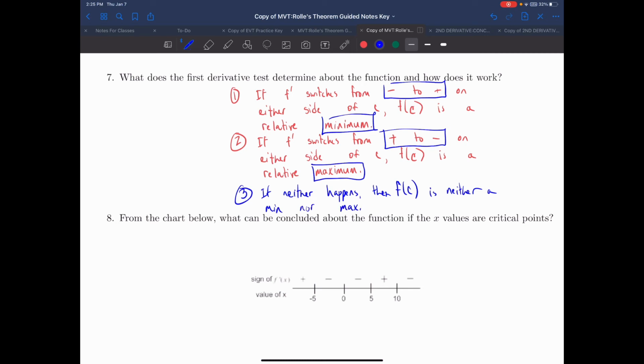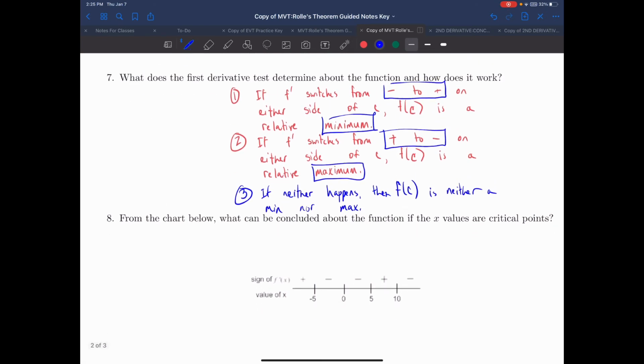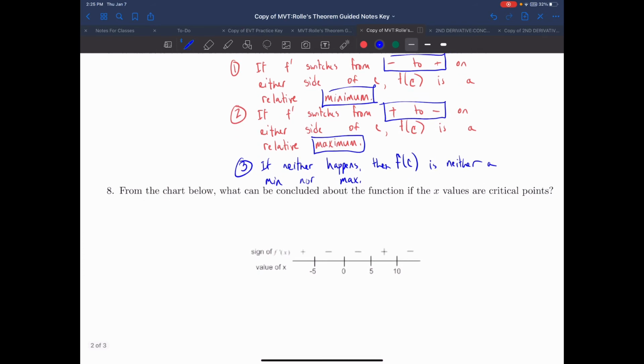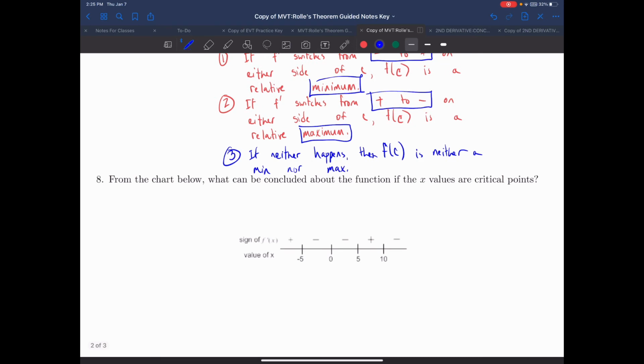Okay, so let's just put this into practice. For number 8, and this is the entire first derivative test, it says: from the chart below, what can be concluded about the function if the x values are critical points? So we have this sign chart, the sign of f prime of x. That's hard to read there. It goes from positive to negative, and then negative, negative, positive, or negative, positive, positive, negative. So let's look at each of those points.